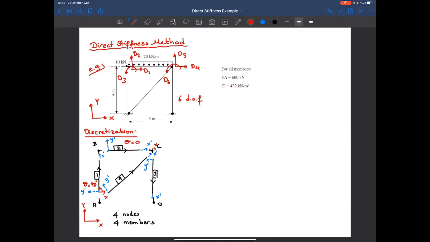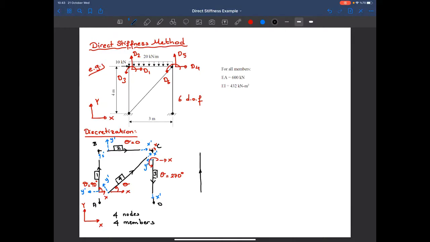For the third, this is the global X. So I start from the global X going into local X in the counterclockwise direction. So theta will be 270 degrees. And for the fourth one, again, from global to local counterclockwise direction, and that would be my rotation angle. Okay, now let's show the degrees of freedoms, the local degrees of freedoms of every member.